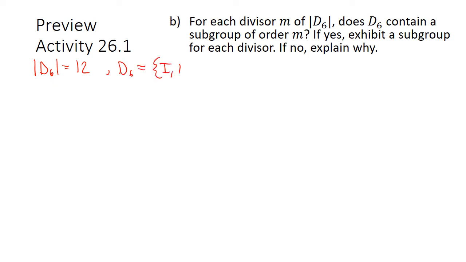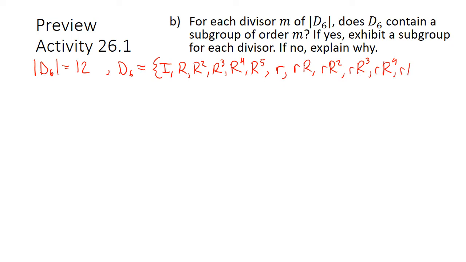So it's I, and then the first rotation, and then rotating twice, rotating 3 times, 4 times, and 5 times. And then of course if you go 6 times, that's all the way around because it's the hexagon. And then you have these ones, so just vertical reflection by itself, and then with 1 rotation, 2 rotations, 3 rotations, 4 rotations, and 5 rotations.